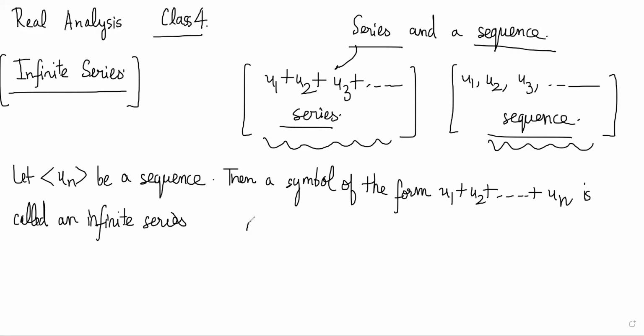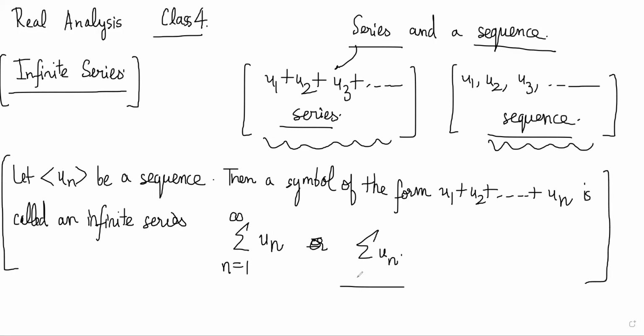And you can write it like this: sum for n from 1 to infinity of un, or you can write it simply like this, un, where it is understood that n is going from 1 to infinity. This is your infinite series, right? So now we will be talking about convergence or divergence of an infinite series. And the way that is defined is this.